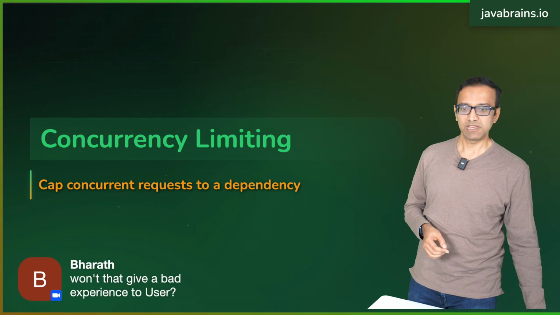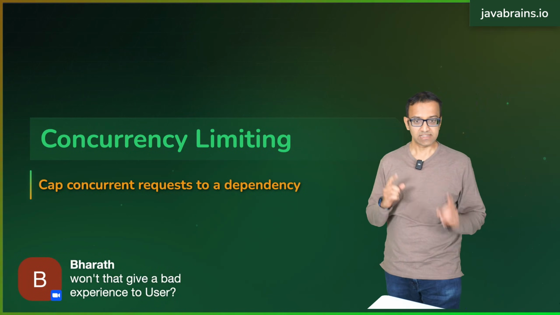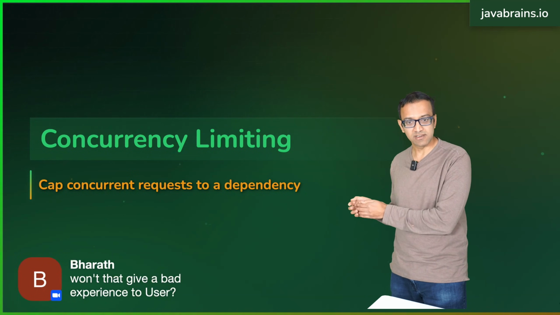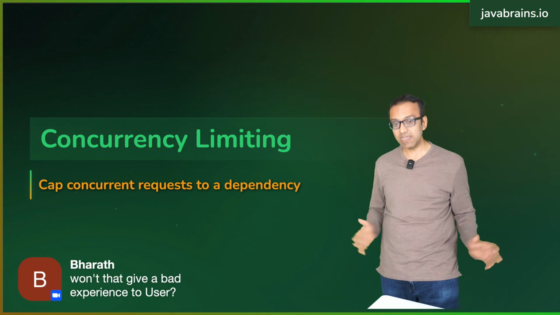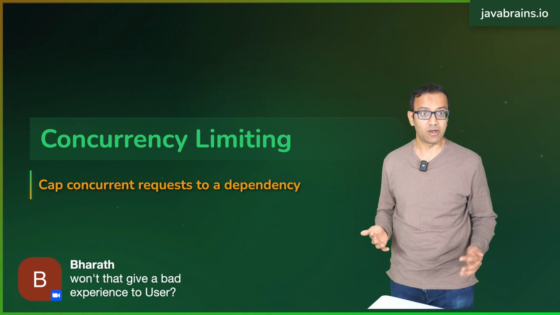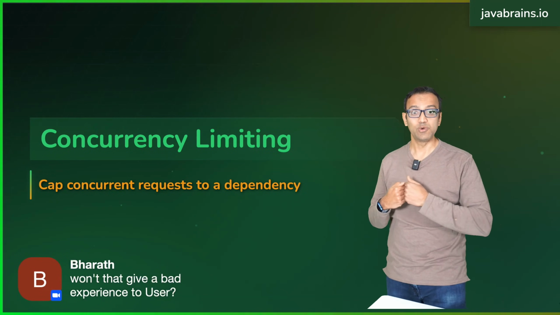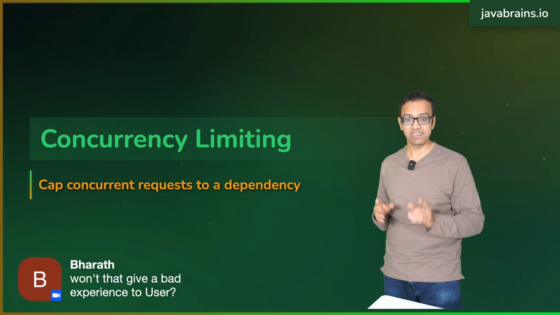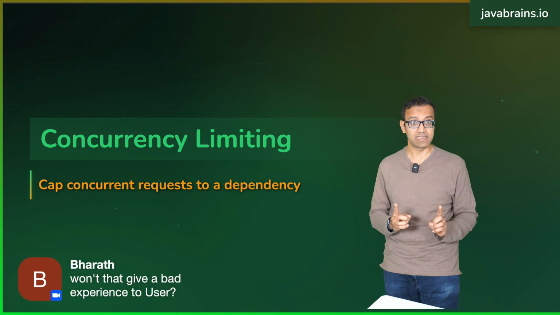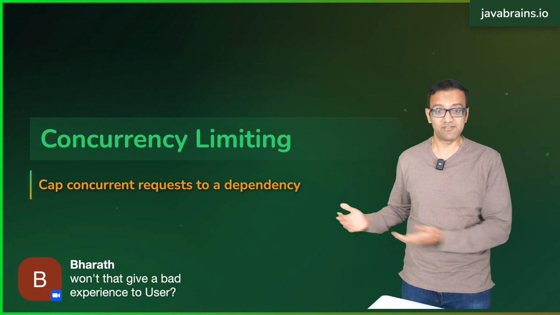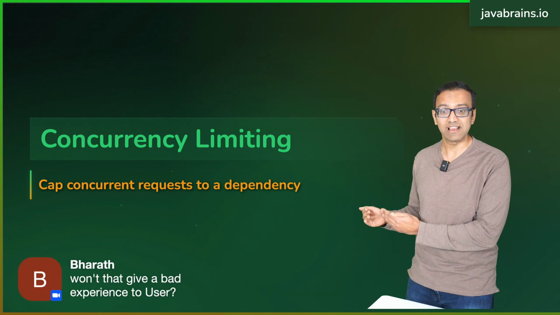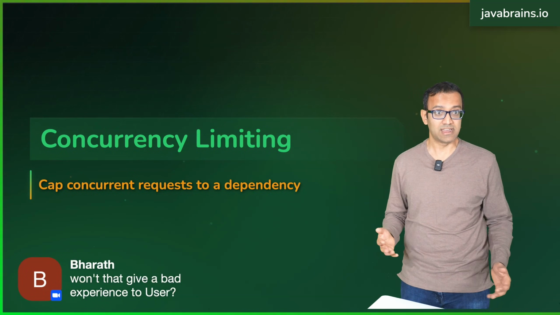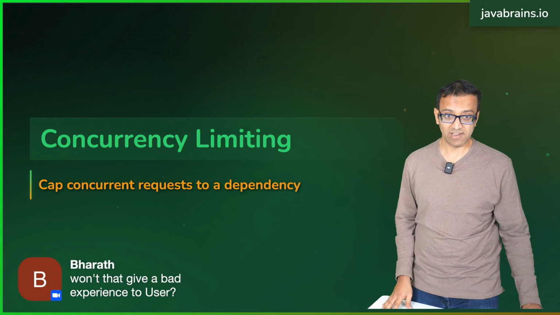Won't that give a bad experience to the user? Yes, it will. That's the point. We want to limit the bad experience to only certain users so that the whole application does not go down and we give a bad experience to everyone. The point is, again, remember, containing the blast radius, minimizing the damage, not eliminating it. If we can eliminate it, great, but we are at a situation where we cannot. So we might as well have a bad experience to a few users than bring the whole application down and bring everything down to everyone.